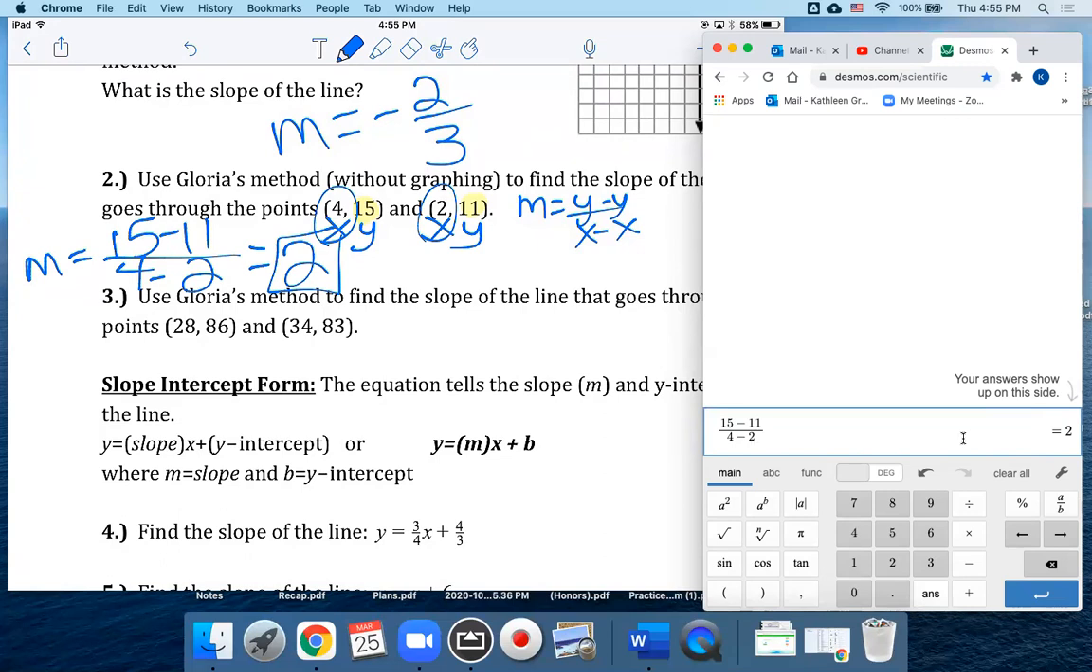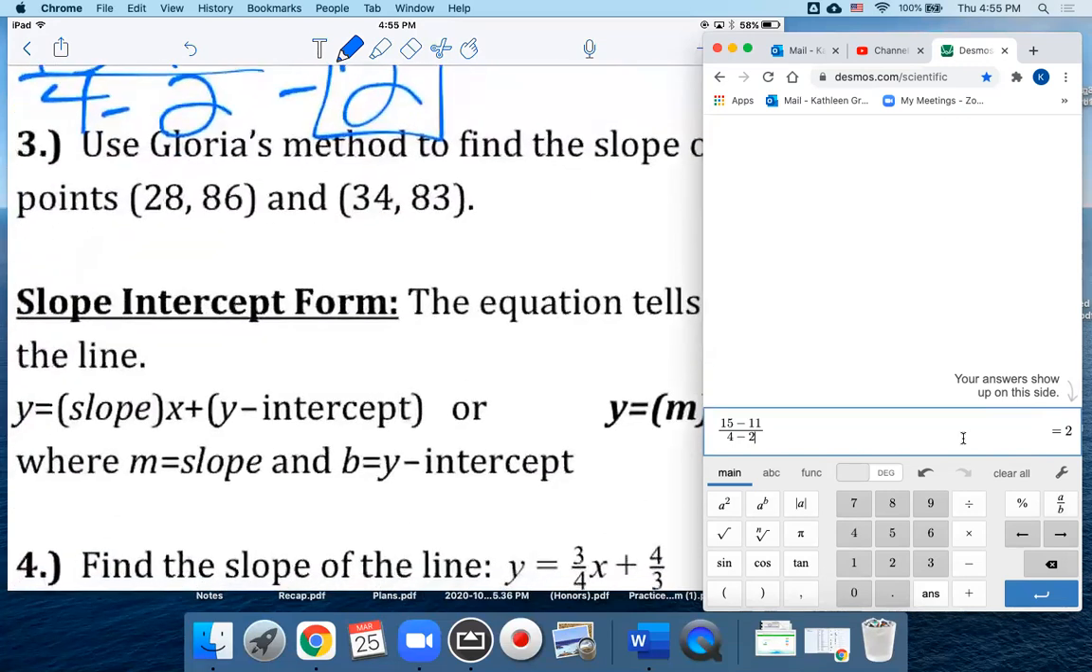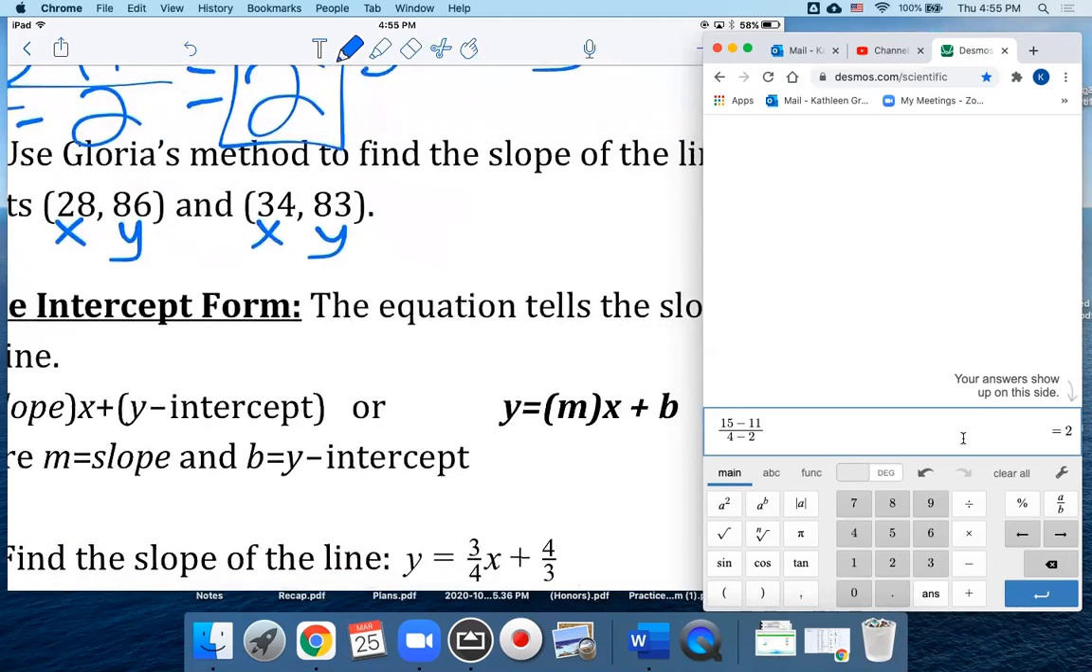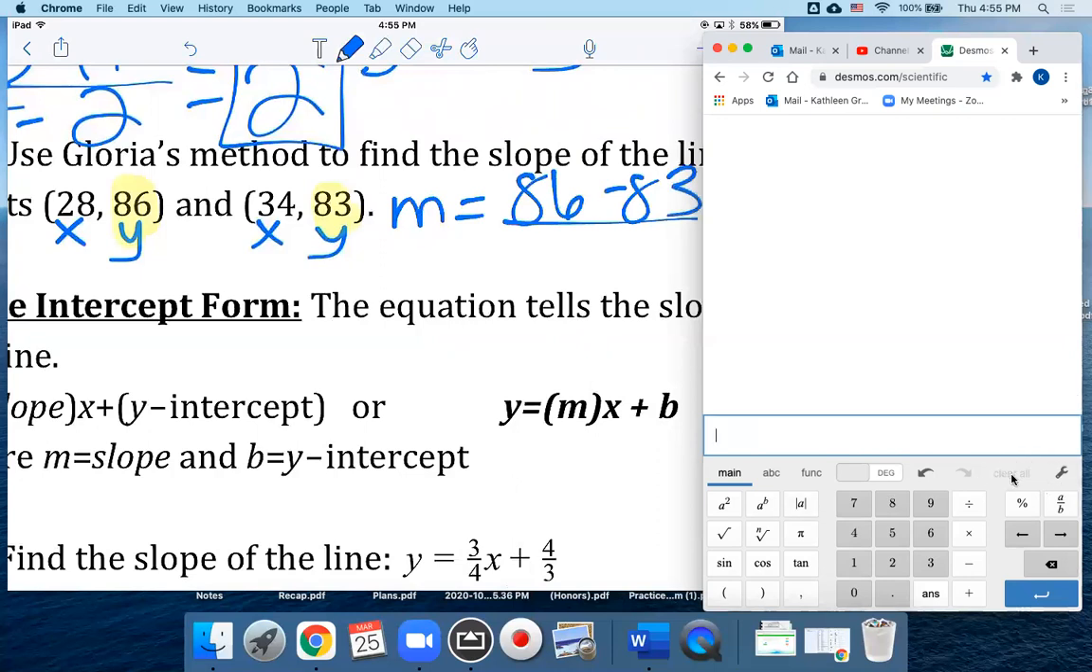So for problem 3, we're doing the same thing. Notice that the numbers are larger this time, so it would not be a good idea to graph these points because it would be too large. So we're taking y minus y, so 86 minus 83. I'm going to set up my Desmos calculator here, so I'm doing 86 minus 83.